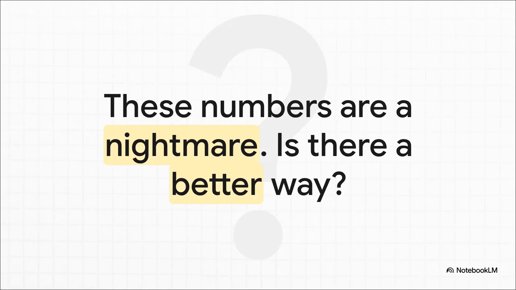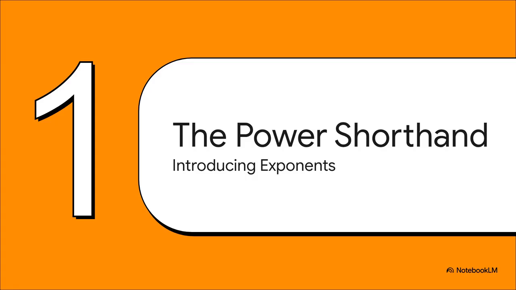So yeah, we've clearly got a problem. These numbers describe the world around us, but they are an absolute nightmare to work with. So you've got to be thinking, isn't there a more elegant, a more powerful way to handle them? Well, of course there is, and it's called exponents. This is the power shorthand we've been looking for. A really simple, kind of brilliant way to write repeated multiplication and finally tame those wild numbers.